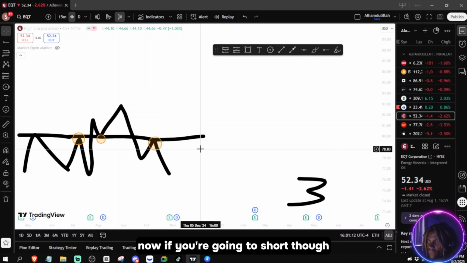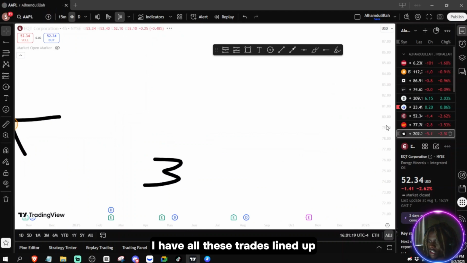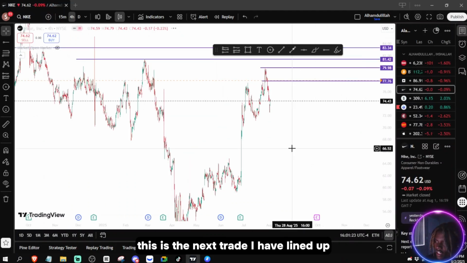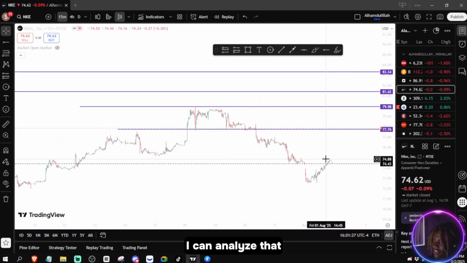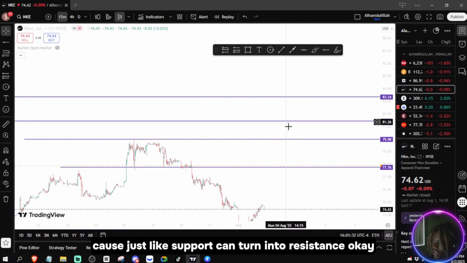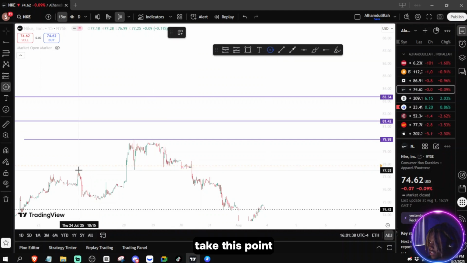Now, if you're going to short though, sometimes there's going to be examples like this. I have all these trades lined up. Let me go ahead and show you some. Nike, for example. This is the next trade I have lined up. I can analyze that because just like support can turn into resistance, take this, for example, right here. Take this point.